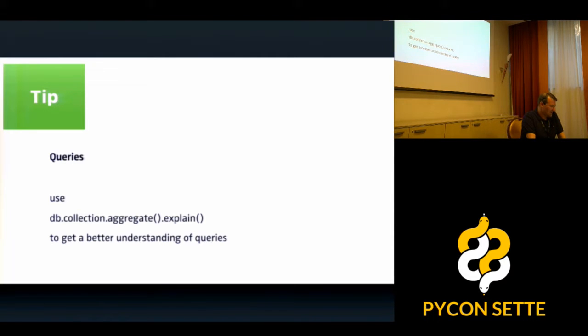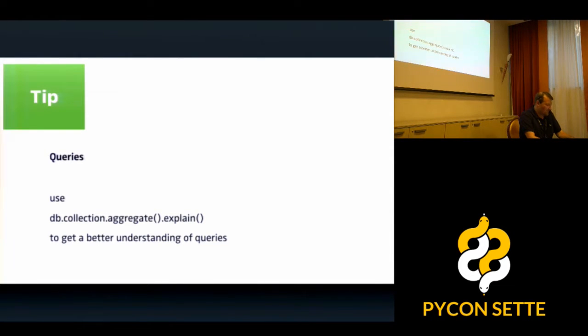If you're not sure how your aggregation works and how you can make it more effective, you can also just put explain on the end of your aggregation, and MongoDB will give you something back on index usage and how it will process your query. It's really good if you're looking into optimization of your stuff.